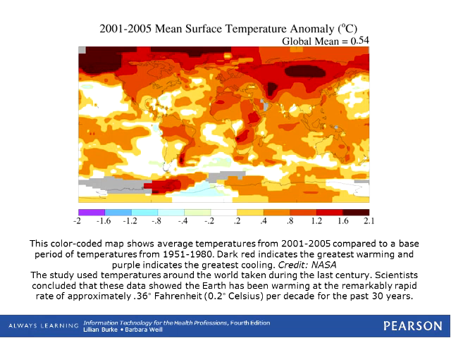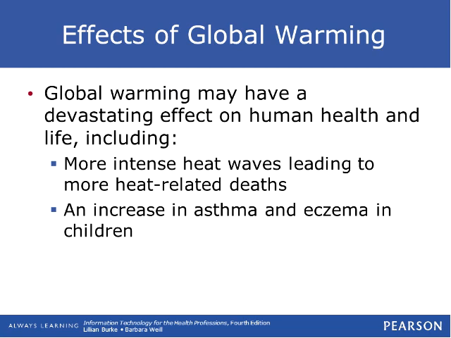this increase in heat across this, and the color-coded map shows an average temperature from 2001 to 2005 compared to the base period of temperatures from 1951 to 1980. So the dark red indicates the greatest warming, and purple indicates the greatest cooling. So what you're seeing here is a strong warming trend that has occurred in that period of time. It's irrefutable.